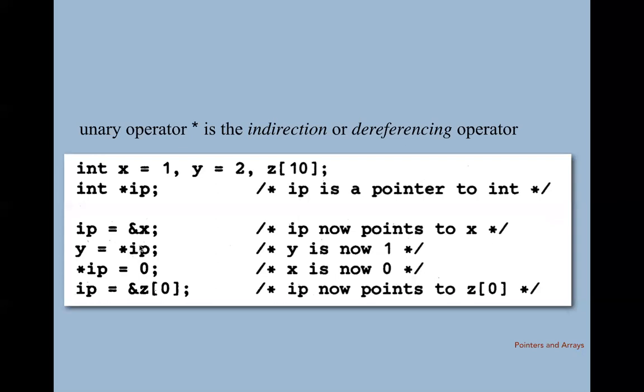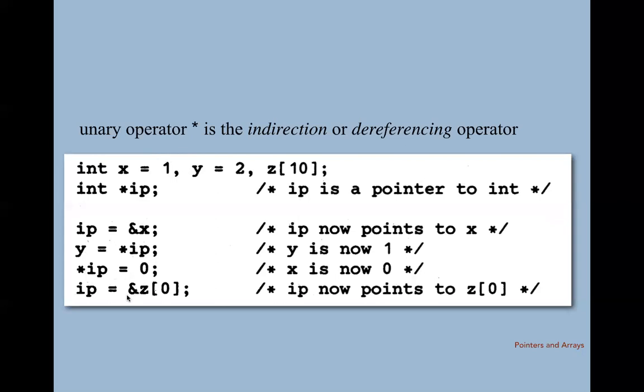So what is the value at the address of X? 1. So Y is assigned the value 1. So Y becomes 1 now. Okay, then star IP equal to 0, that is, value at the address of X is going to be 0. That is, X is going to be 0 now. X is assigned the value 0.